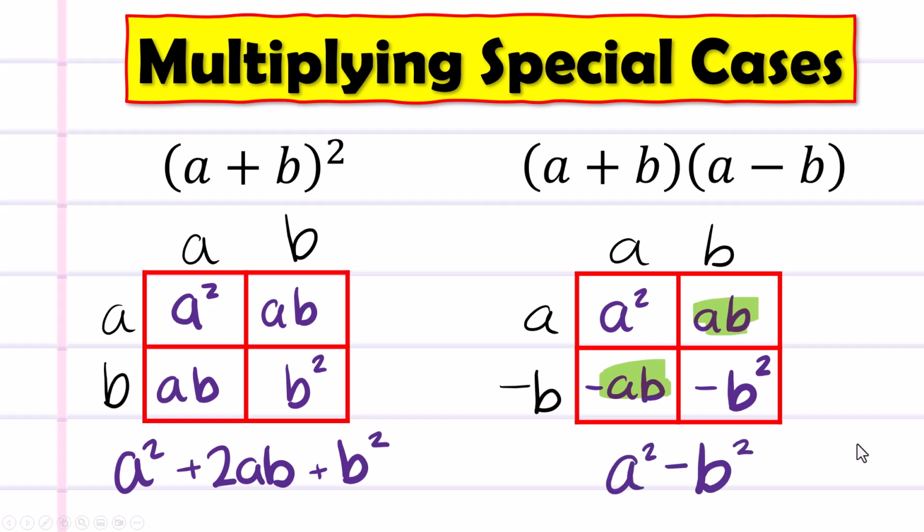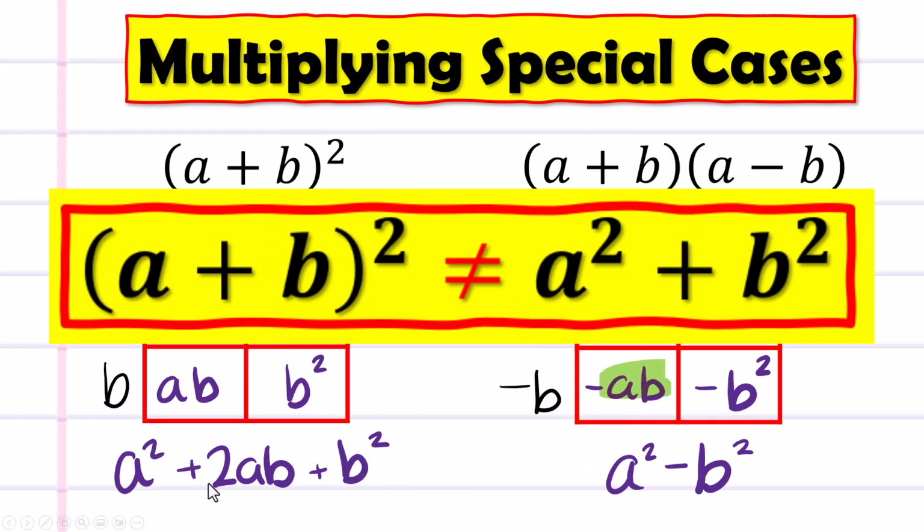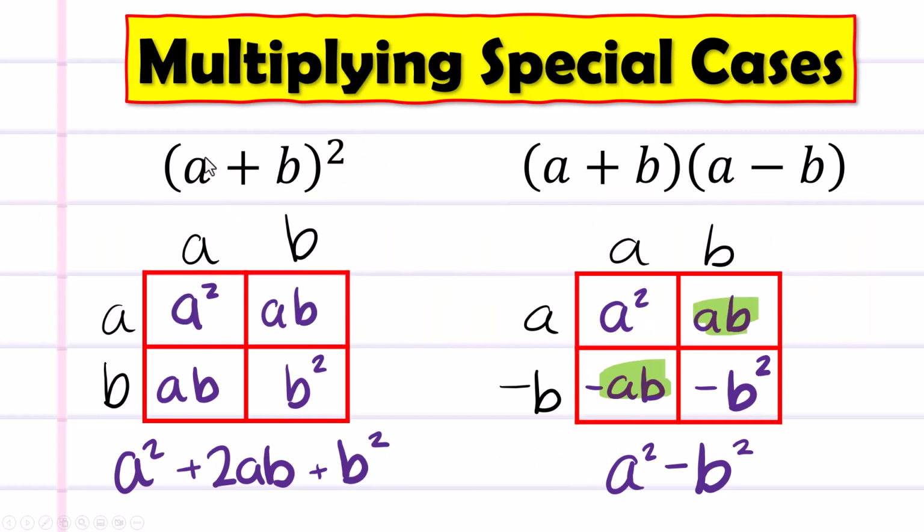Now be super duper careful, because once you learn a little bit, this is when things start to go wrong. People will start doing this with this, and they will say that a plus b squared equals a squared plus b squared. They completely forget there's a middle term. If everything is positive or everything is negative, there will be a middle term. The only time the boxes cancel out is if you've got opposite signs like this.